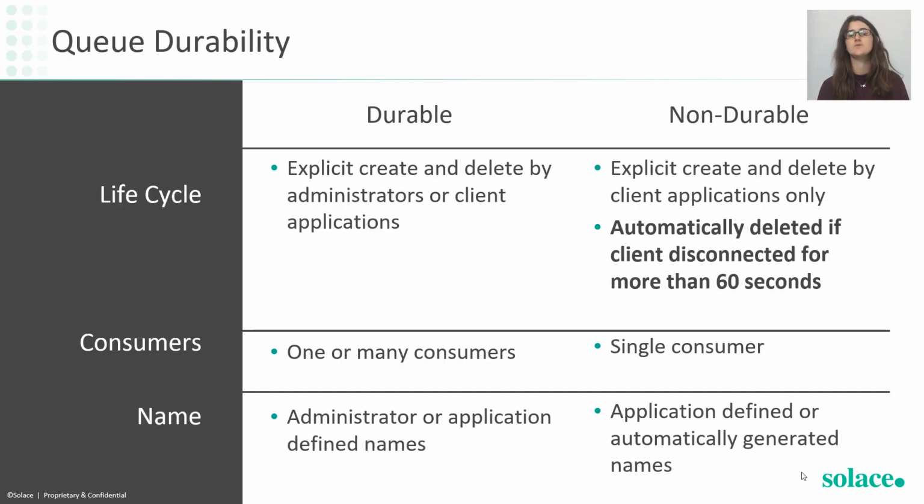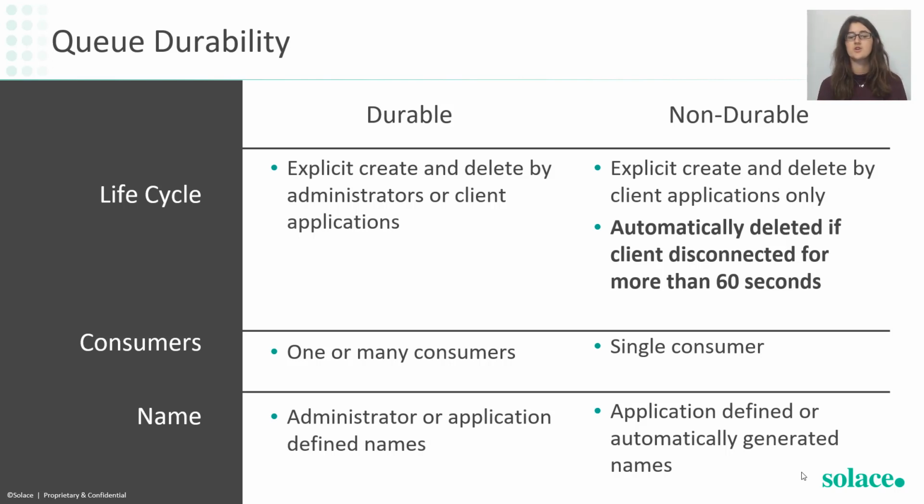We have two types of durability with Solace, a durable queue and a non-durable queue or a temporary queue. A durable queue is explicitly created and deleted by administrators or by client applications. A non-durable queue is explicitly created by only client applications, and that queue is actually automatically deleted should that client disconnect for more than 60 seconds.